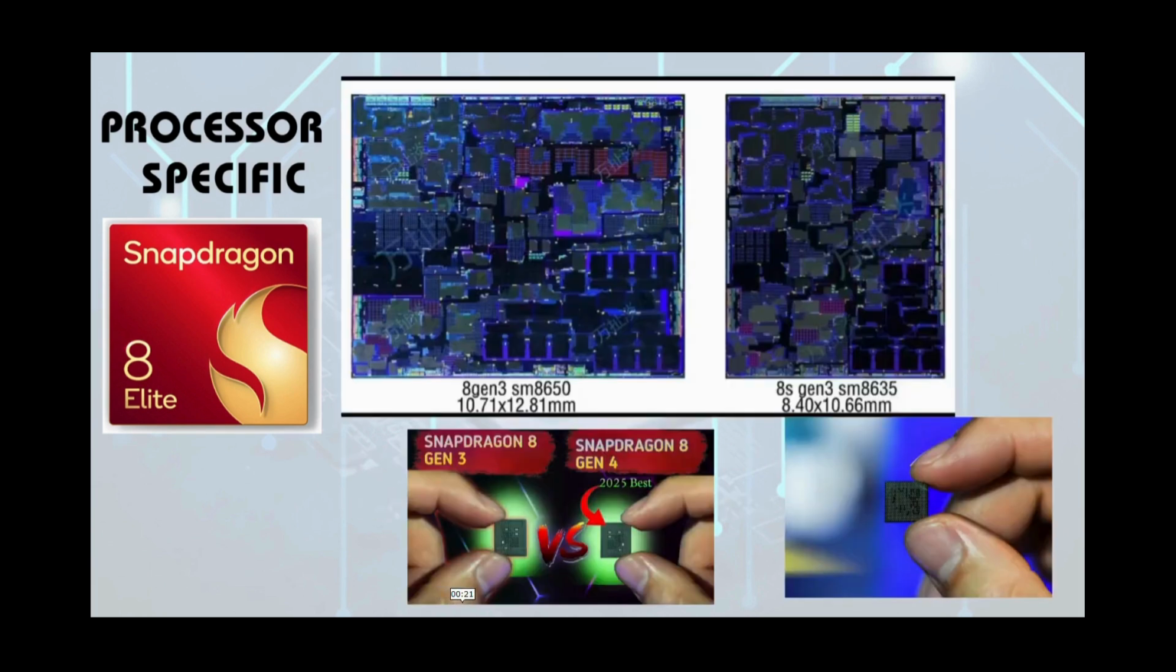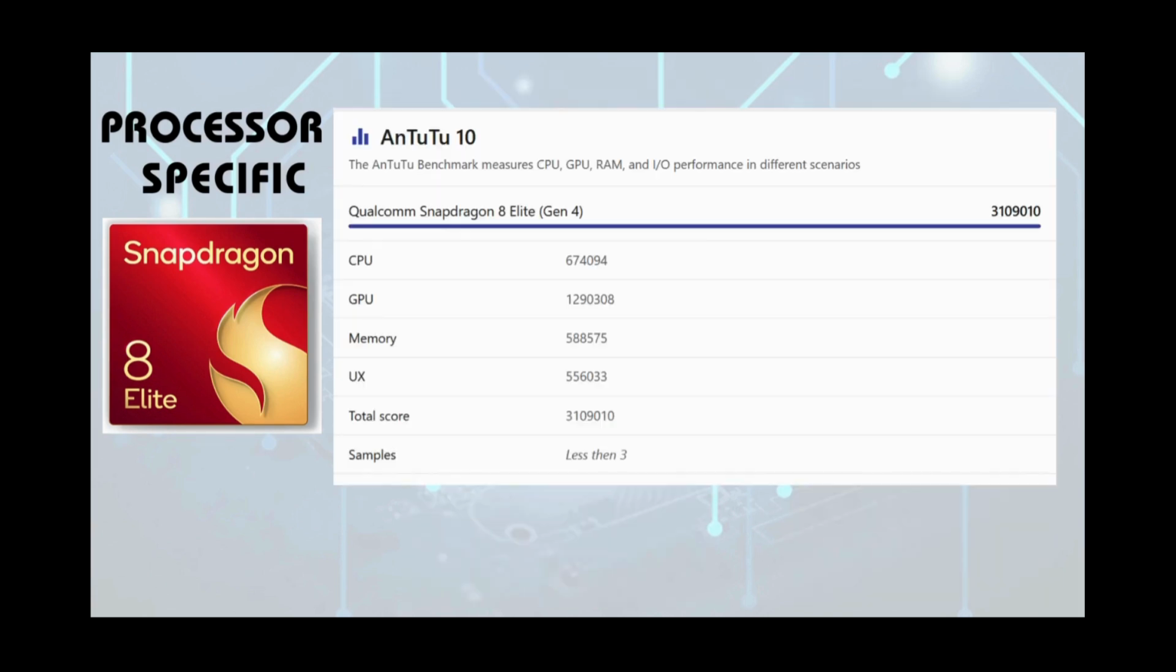Next we can see what they have improved in their benchmark score. Here we can see that the score is 31 lakh 9010. The constituent CPU score is around 6 lakh 74,094, and GPU score is 12 lakh 90,308, memory score is around 5 lakh 88,575, and UX score is around 5 lakh 56,033, which sums up to the total score of 31 lakh 9,010.